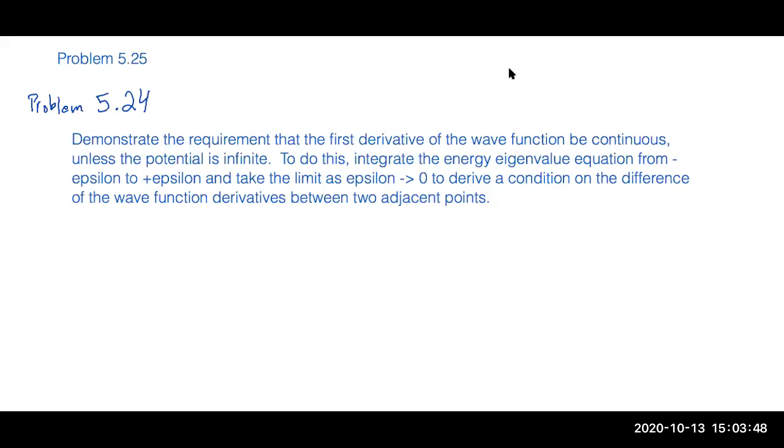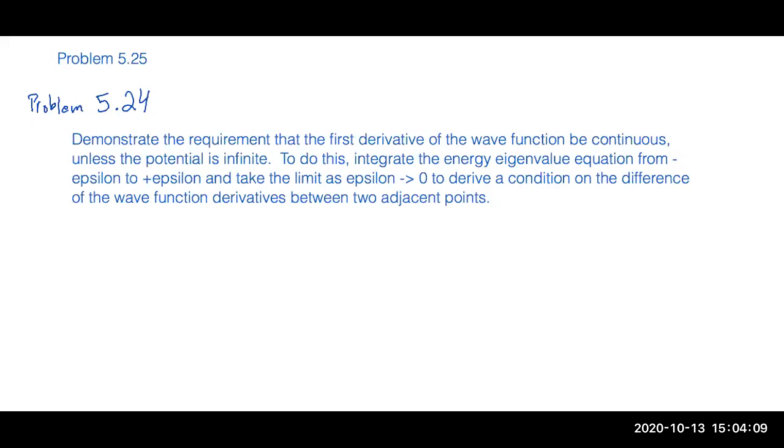Demonstrate the requirement that the first derivative of the wave function be continuous unless the potential is infinite. To do this, we will integrate the energy eigenvalue equation from minus epsilon to plus epsilon and take the limit as epsilon approaches 0 to derive a condition on the difference of the wave function derivatives between two adjacent points.